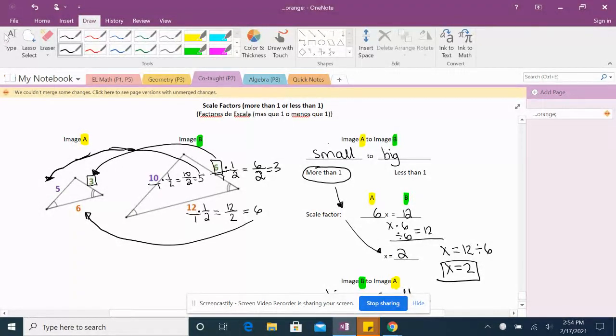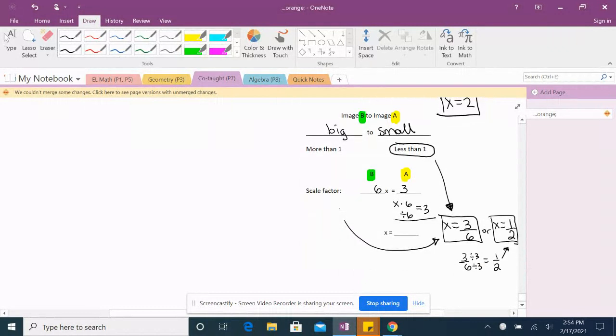So every time that we multiply by 1/2, by 1 sobre 2, we get the values on the left. So siempre cuando multiplicamos los números a la derecha, tenemos los valores para imagen A. So the scale factor from B to A is 3 over 6 or 1 over 2. Doesn't matter which one you use. No importa cualquier. Puede usar 3 sobre 6 o 1 sobre 2. Son iguales para el factor de escala.